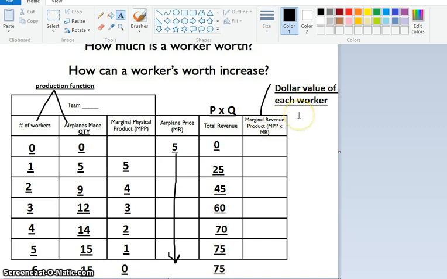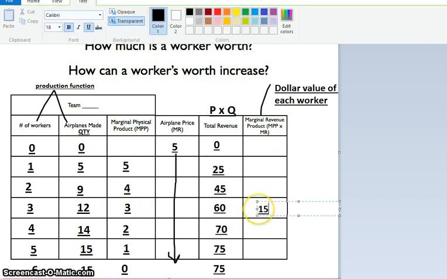And you might be thinking, man, Mr. Sutton, again, I don't like that. But if I asked you earlier, how much is the third worker worth in terms of airplanes? And you told me 3. Well, if we know that he can make 3 airplanes, and we know the price of an airplane, it shouldn't be that hard for us to figure out that he is worth 15 bucks, right? That's what he brings to the table. He will bring me $15 worth of revenue by his productive activity.